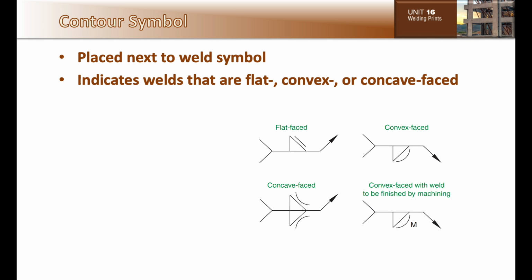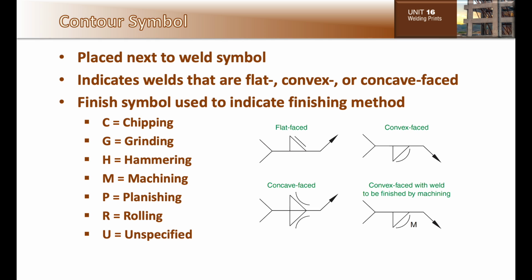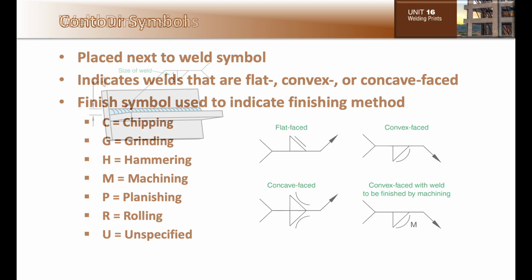Back to the contour symbol and how they are used in welding, which indicates welds that are flat, convex, or concave faced. There are also finish symbols used to indicate the final finishing methods: C for chipping, G for grinding, H for hammering, M for machining, P for planishing, R for rolling, or U for unspecified.